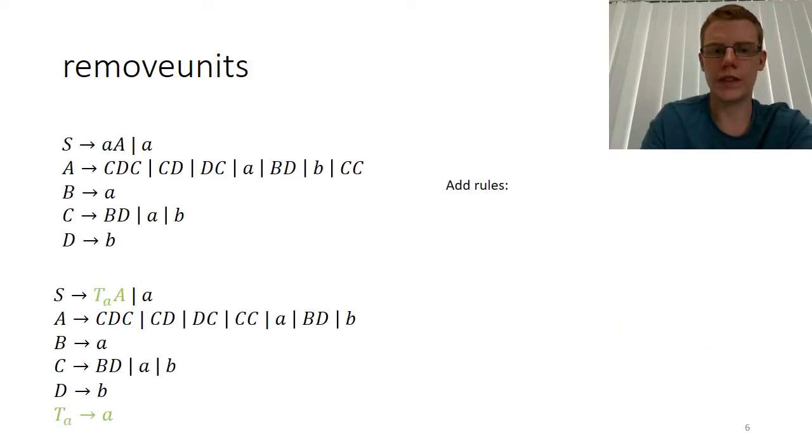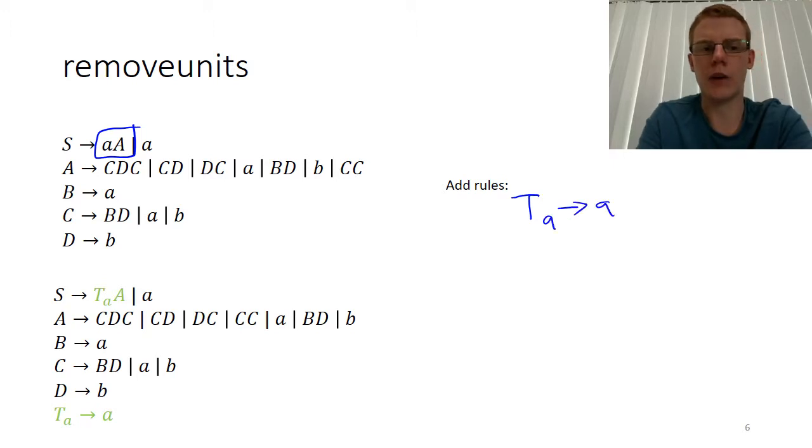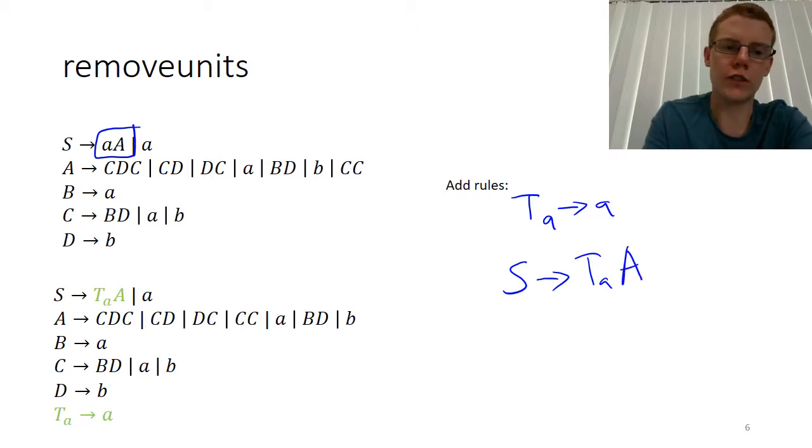So what we do is we get that rule that is 2 or longer and has terminals in it, and we add a new non-terminal, T subscript a, that goes to a, and we replace the a in that rule with that. So we add the rule T subscript a goes to a. Then we remove this rule here.